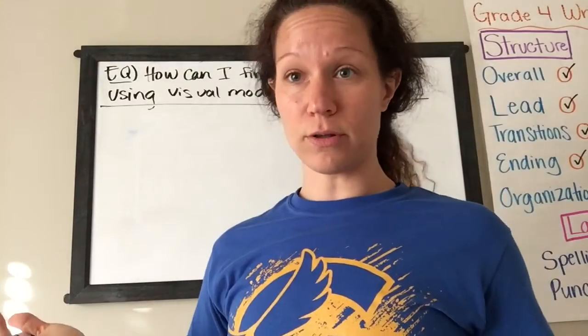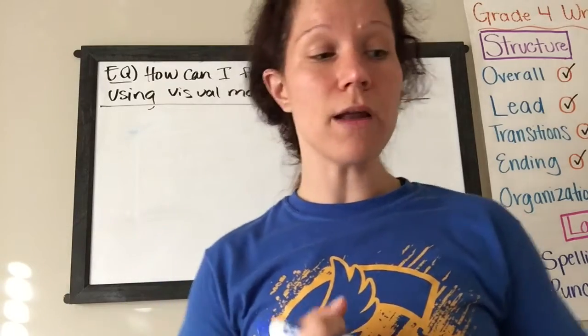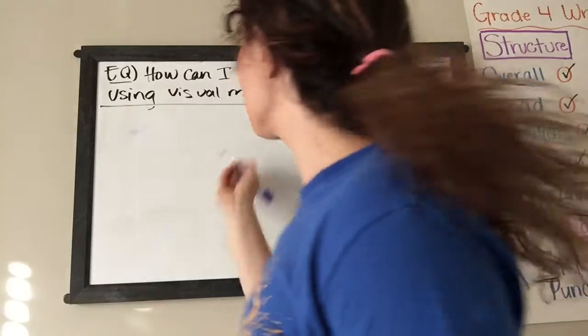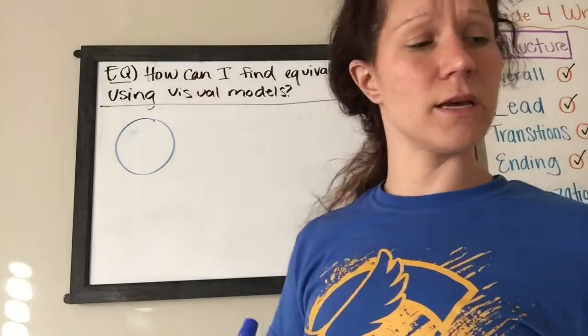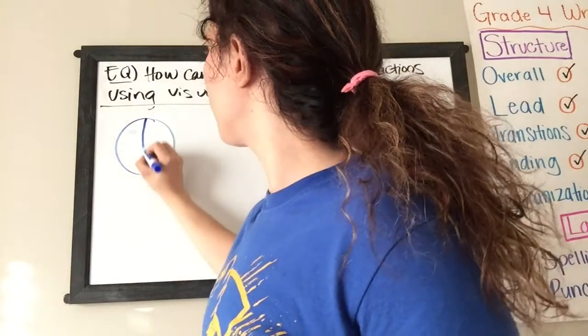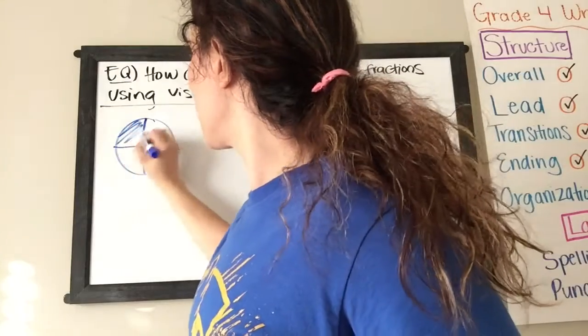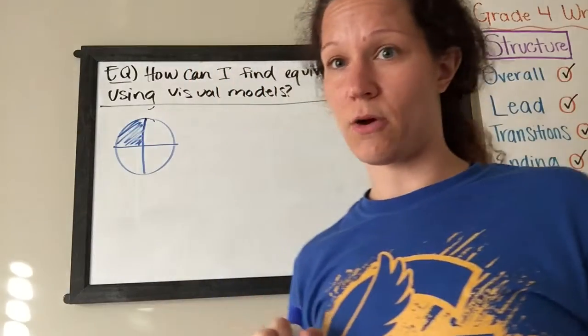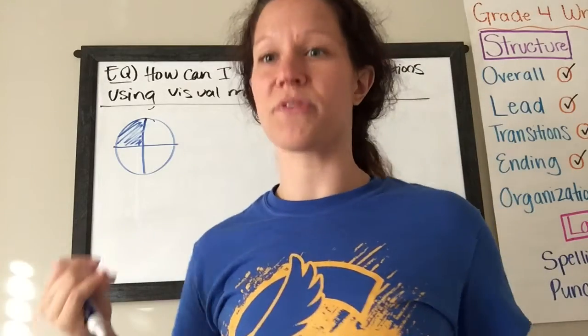You can use models, such as pies or tape diagrams, to model equivalent fractions. So let's look at an example right here. Let's go ahead and draw a circle. And I want you to partition it into fourths, which means I need 4 pieces, and I'm gonna go ahead and shade 1/4 right there. Now I want to represent the same amount, but with a different fraction.